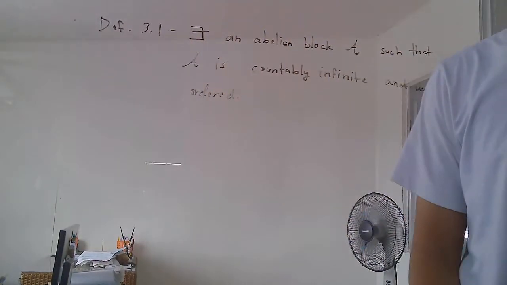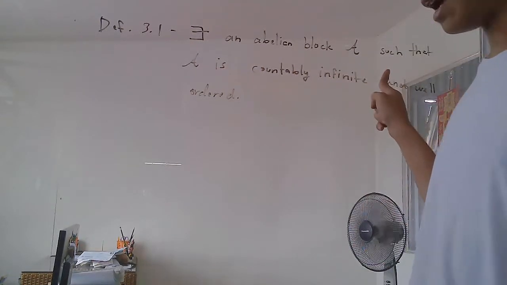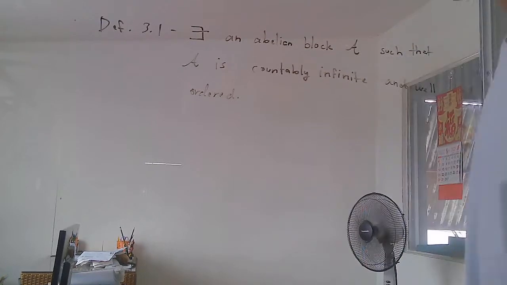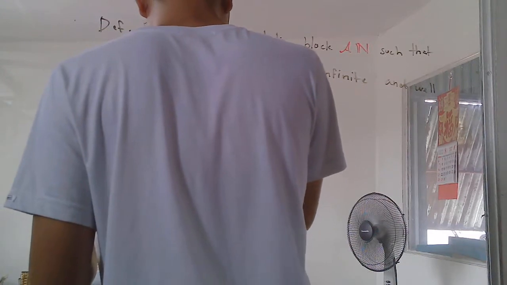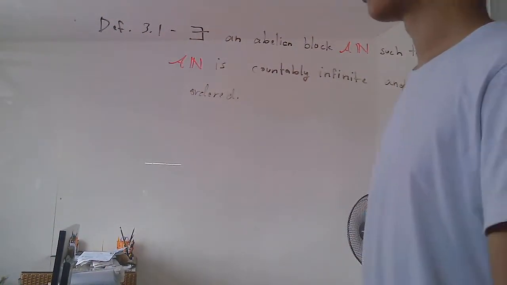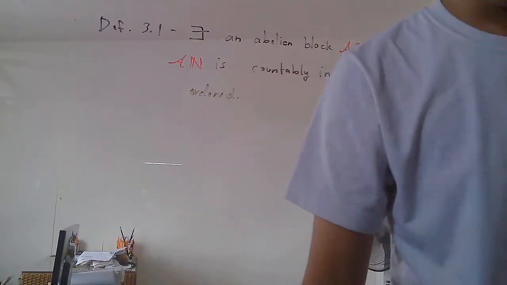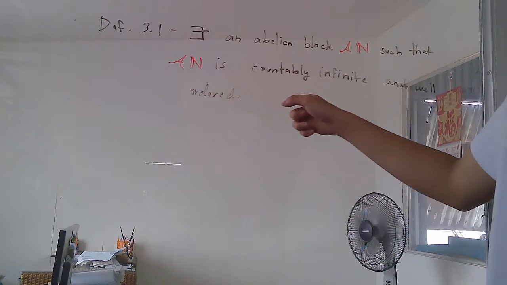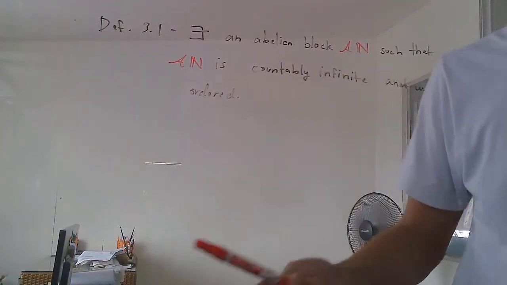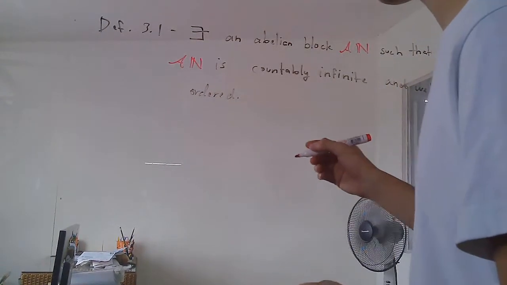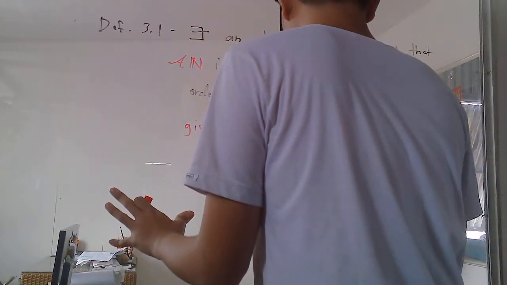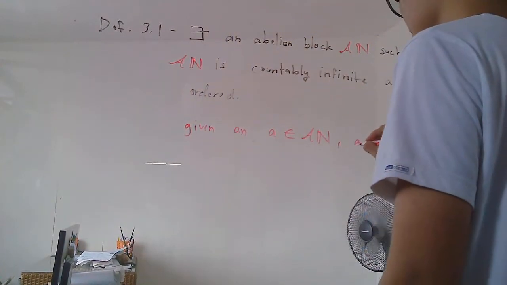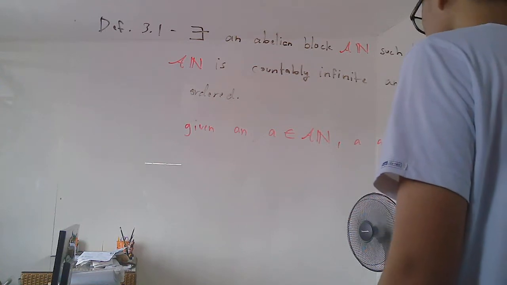So going back to the definition, yes, there is an abelian block A such that it is countably infinite and well ordered. So this A is actually not just A, but something we call A_N, defined as the natural numbers. All right. So since this A_N is well-ordered, that means that each element inside of it has an immediate successor. So given an A inside A_N, A always has an immediate successor.